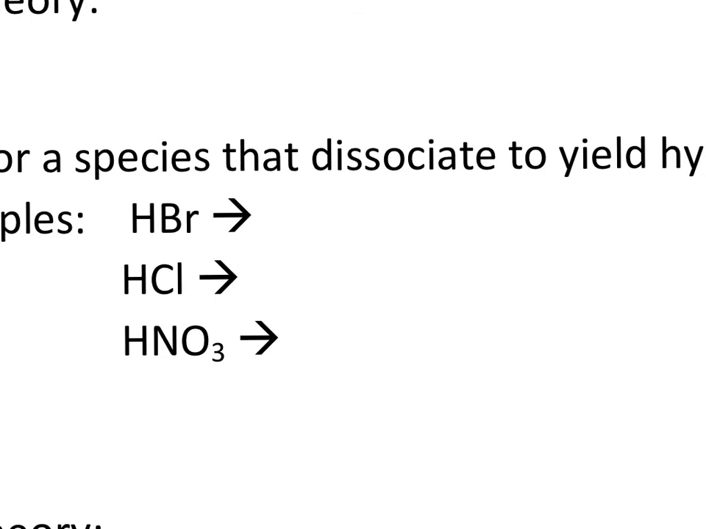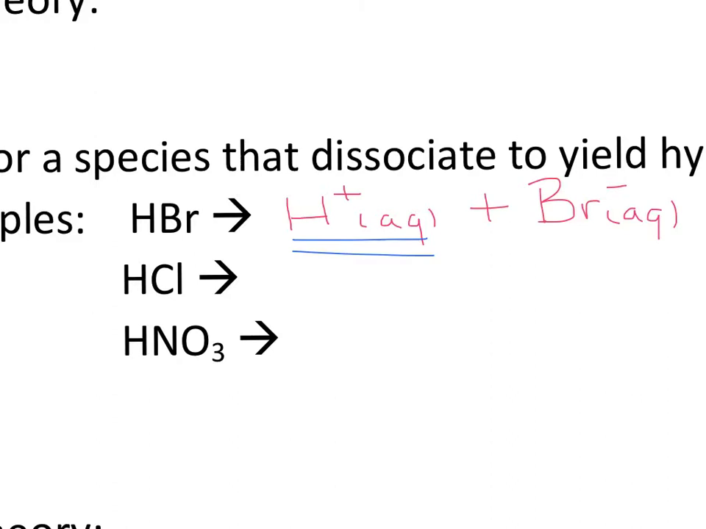If we were to take HBr and break it up into its component ions, we would get H+ plus Br-. As you can tell, when it was broken apart, we obtained the H+ ion. Therefore, we can predict, according to the Arrhenius theory, HBr has acidic properties.